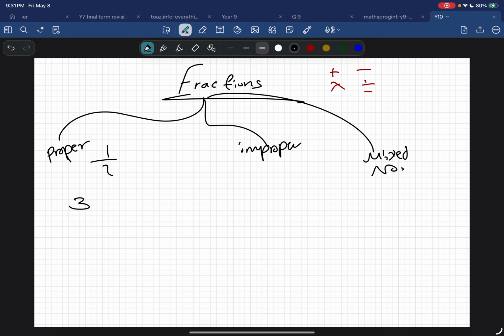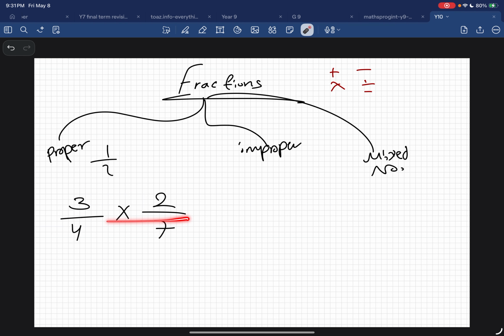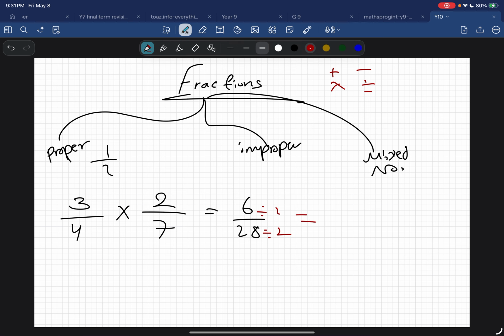Now, let's multiply. 3 over 4 times 2 over 7. In multiplication, it's really easy. All you gotta do is just multiply the numerator by the numerator and the denominator by the denominator. 3 times 2 is 6, and 7 times 4 is 28. And simplify if possible. That's an even number, so it's simplifiable by dividing by 2. If you divide by 2 here and divide by 2 here, this is going to be 3 over 14, because 2 times 14 is 28. So 3 over 14 is my final answer, which is a proper fraction.